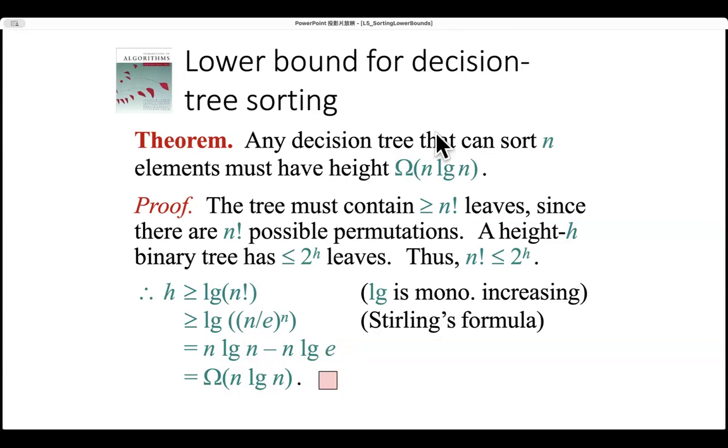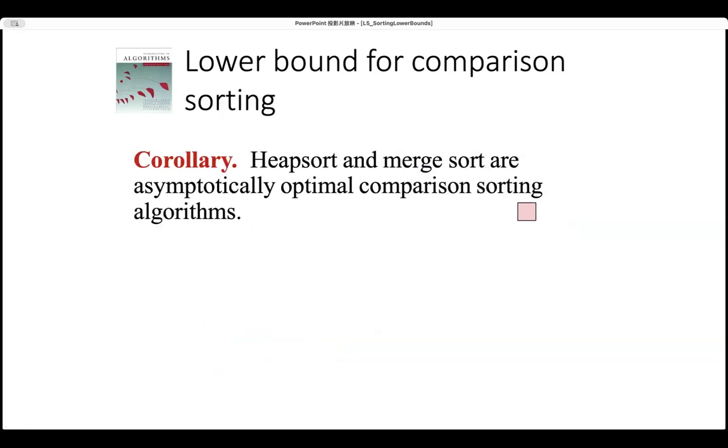Is that okay? And with this in mind, we'll have the corollary: heap sort and merge sort, because their time complexity is already big O n log n, are asymptotically optimal comparison sorting algorithms.